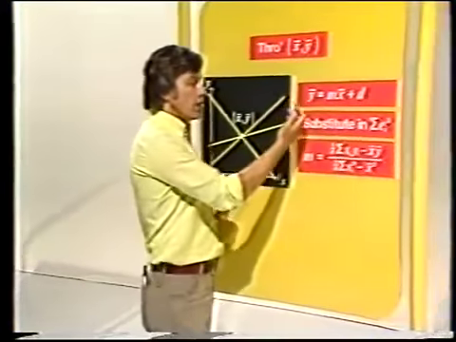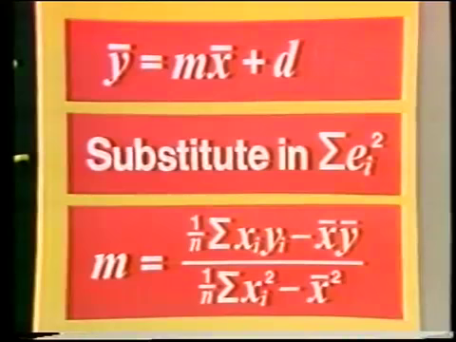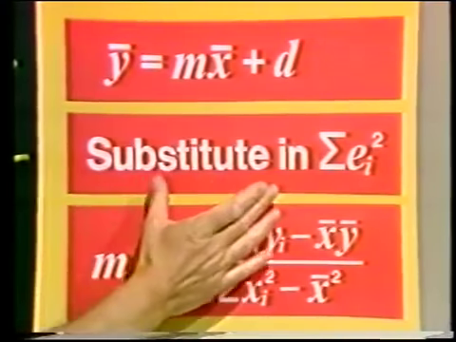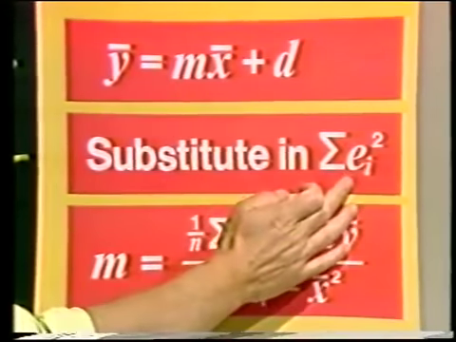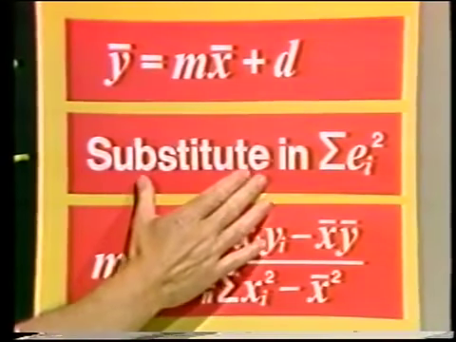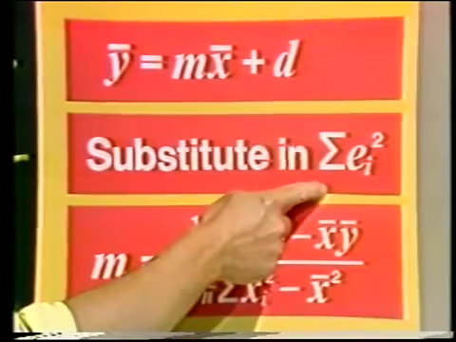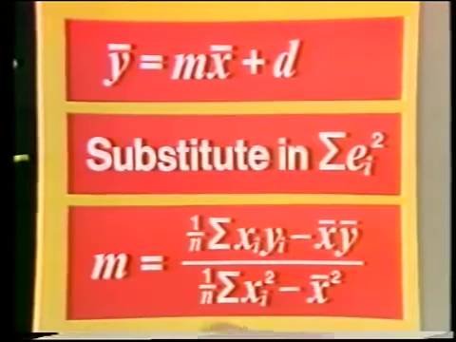So, remember what we're doing. We're using this relationship between m and d to eliminate d in the expression for the total error. That gives us a quadratic in m. And it turns out that the value for m, which makes this the smallest possible value, is given by this expression.